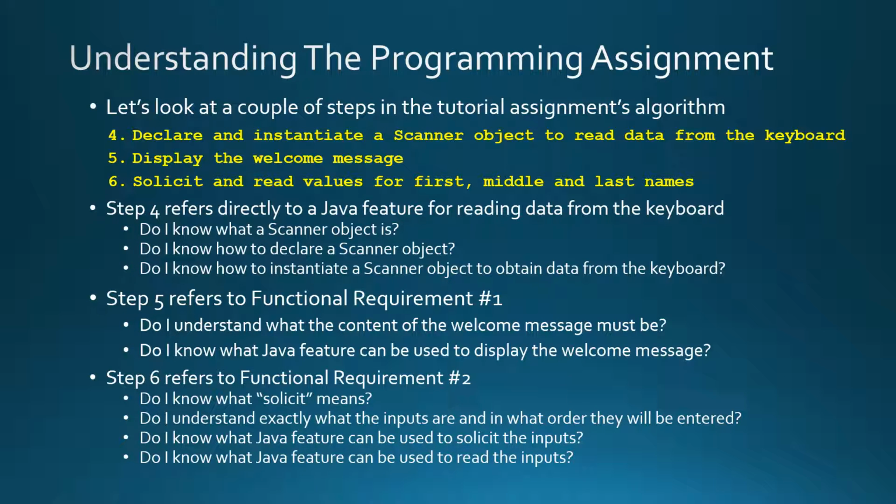And finally, step number 6 also refers back to a functional requirement. It happens to be functional requirement number 2. Step 5 was an output requirement. Step 6 is an input requirement, but it also contains within it an output requirement. That is, do I know what solicit means? Solicit really is a synonym for prompt. Typically, if we're dealing with keyboard input, we're going to prompt the user with some kind of message that lets the user know what we expect the user to type in. But do I know what that means?